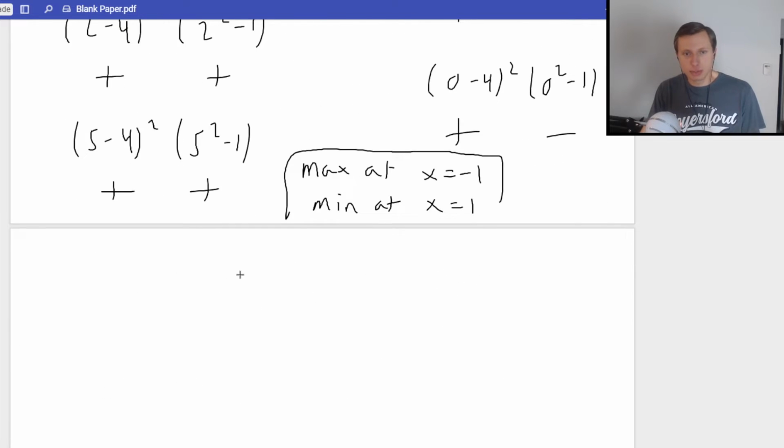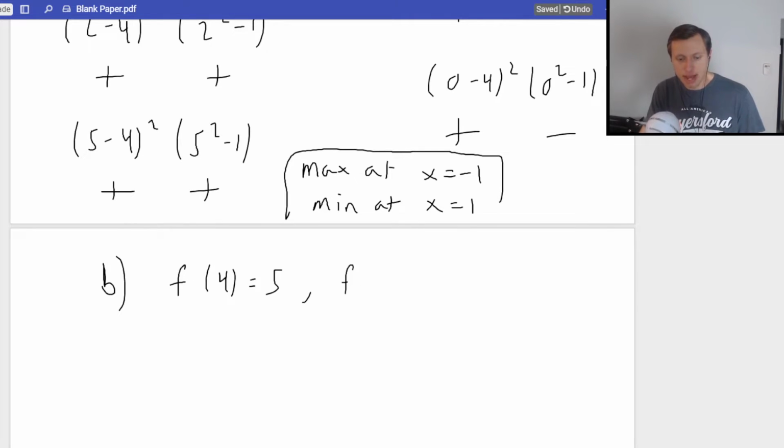So I'm going to tell you there's a part B to this question. Let's say part B. I'm also going to give you some values of the function. I'm going to say the value of 4 is positive 5. The value at 1 is negative 2. And let's say the value at negative 1 is positive 3. And I want to draw this graph.